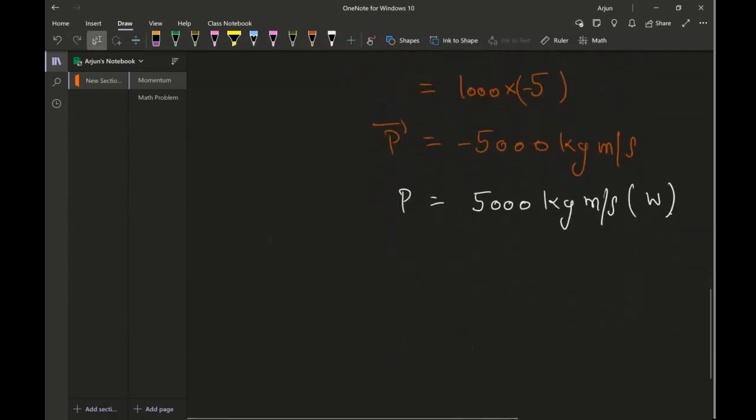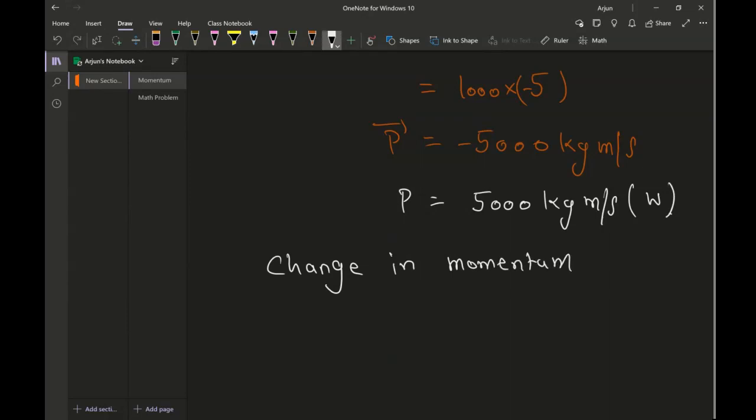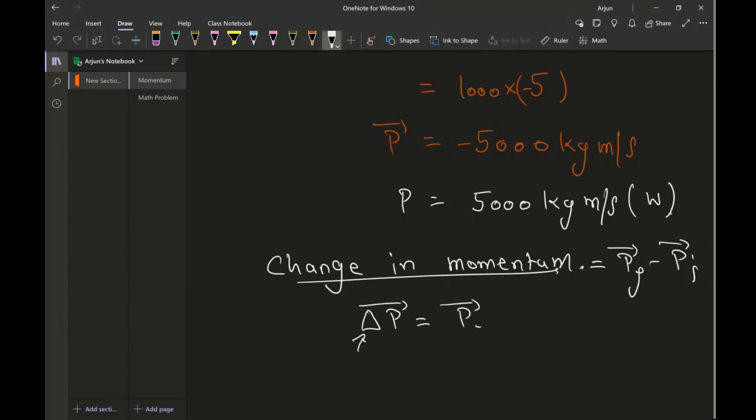Now, the second thing I'll talk about is change in momentum. Change in momentum is equal to P final minus P initial. Kind of a difference, you can say. Now, change is also represented with this symbol. This delta symbol means change. Delta P is equal to P final minus P initial.